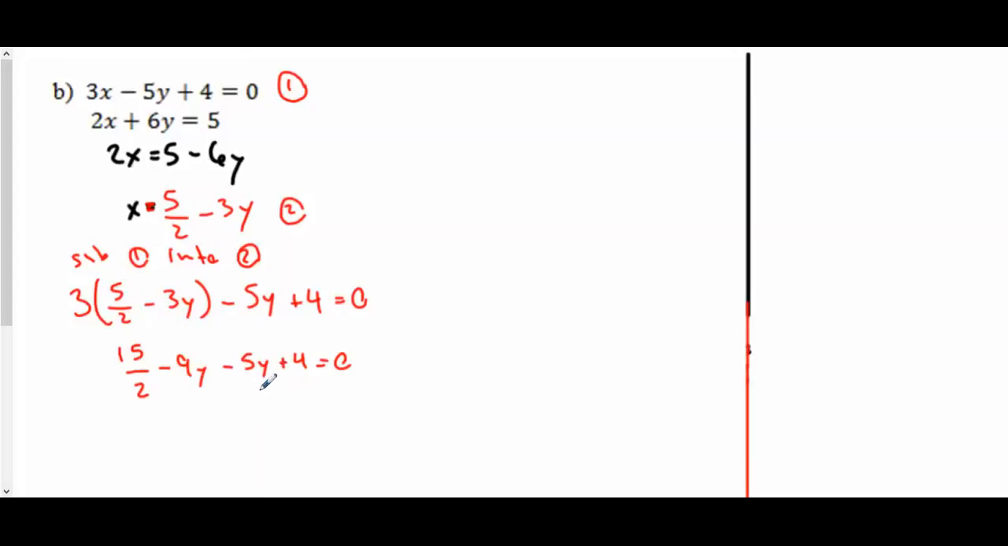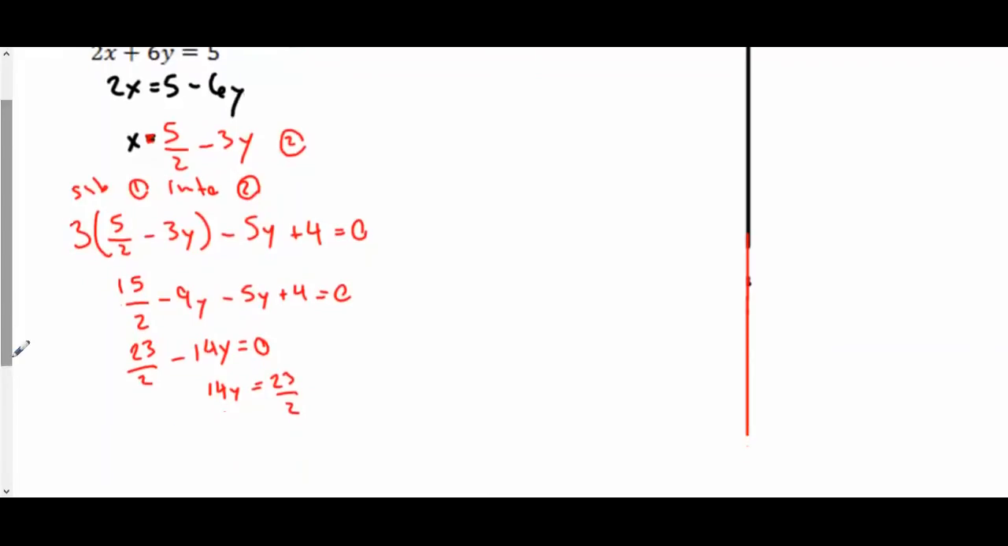Okay, and this 4 would be the same as 8 over 2. So adding my fractions here, I would end up with 23 over 2 minus 14y equals 0. So 14y equals 23 over 2. Scroll down a little here. And rearranging for y, I have y equals 23 over 28.